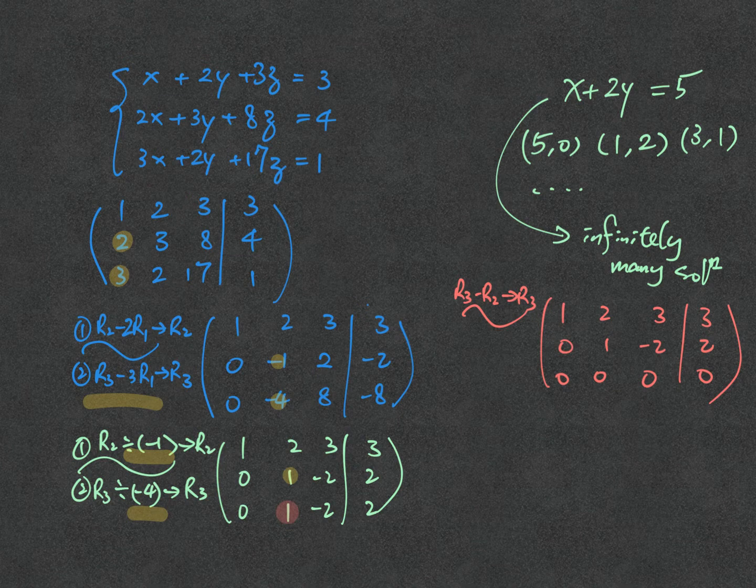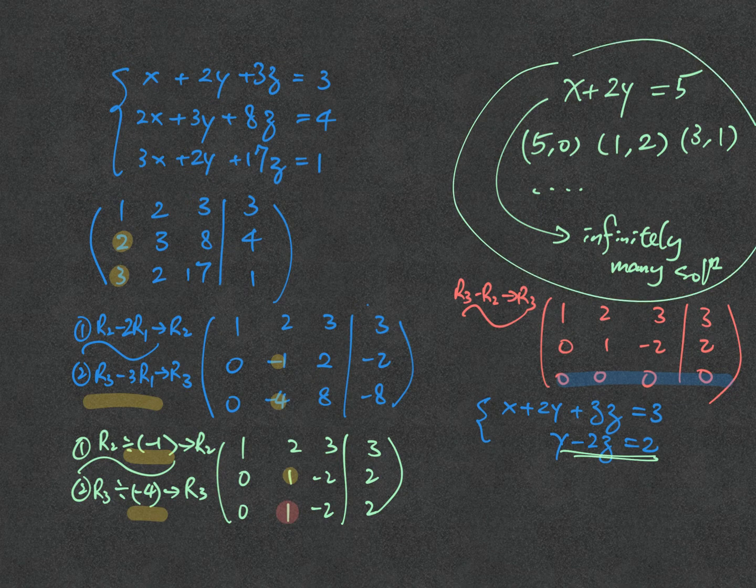The very special thing you will observe is that this time we have all zeros in the last row. What does that mean for the question? If you rewrite it as a system of equations, you have x + 2y + 3z = 3. The second row tells you that y - 2z = 2. Can you see that this is the case we discussed in the beginning, in which there are infinitely many solutions?